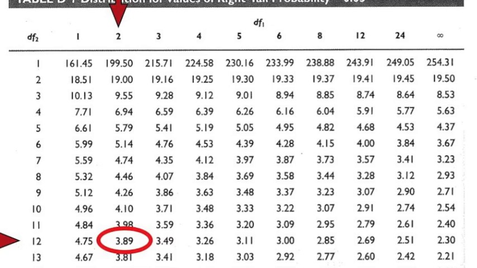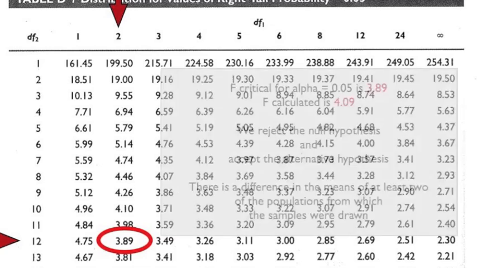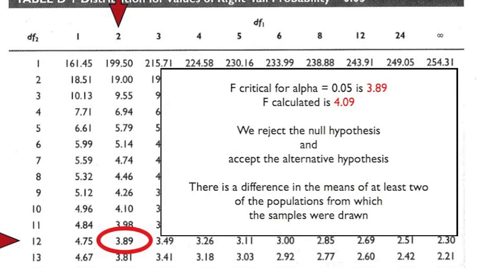The intersection represents the critical value of F that we need to exceed to assure us that we have less than 5% chance of being wrong if we reject the null hypothesis. Comparing our calculated value of F to the critical value of F, we see that 4.09 exceeds our critical value of 3.89. We reject the null hypothesis and accept the alternative hypothesis.